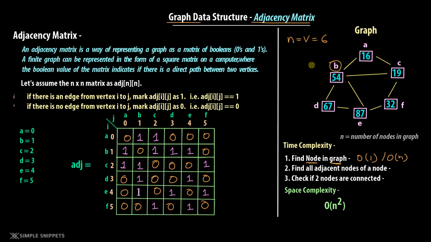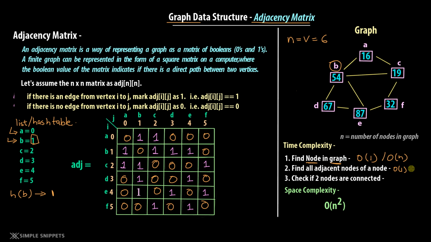So what do you do? The first thing, you'll have to figure out the index for vertex B. How do you do that? You will first search this list or hash table, right? Let's say we're using a hash table for this instance. So when I say h of B, I will get the unique index 1. So this takes constant time.